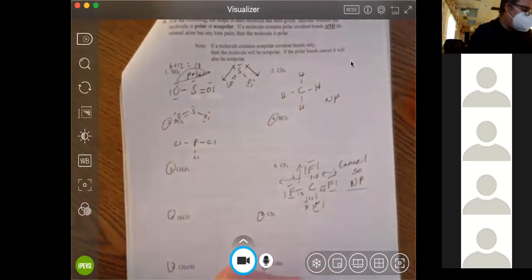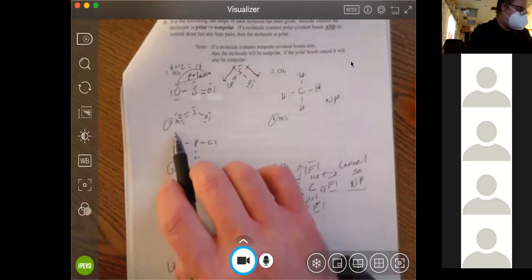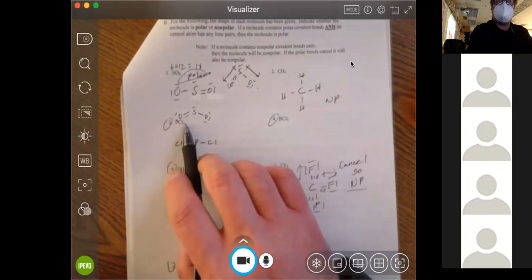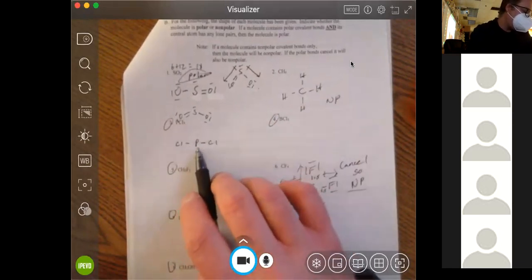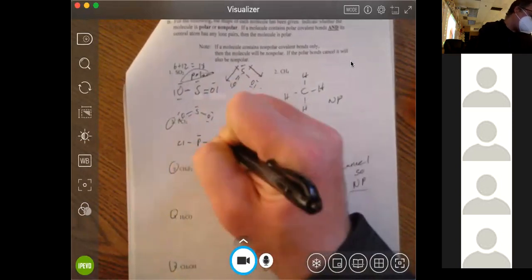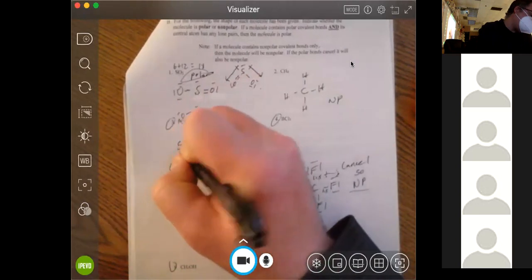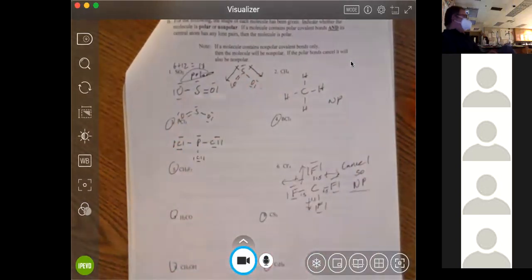Now we need to add up the total number of electrons available. P is in group 5A, so that's 5. Cl is in group 7A, so that's 21 because we have 3 of them. 21 plus 5 is 26. 2, 4, 6, 8, 10, 12, 14, 16, 18, 20, 22, 24, 26. So I'm quite confident that that is the Lewis structure of PCl3.